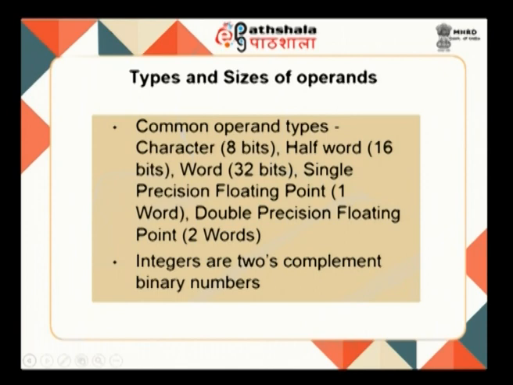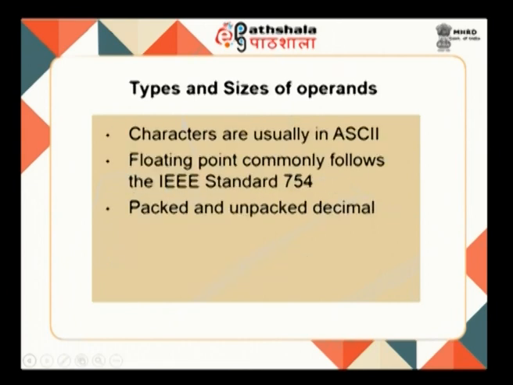The next one is types and sizes of operands. So, the common operand types are character, which is 8 bits, half word, which is 16 bits, word, 32 bits, single precision floating point, which is one word of 32 bits, and double precision floating point, which is a 64-bit operand. And integers are normally 2's complement binary numbers. Characters are usually represented using the ASCII code, and floating point commonly follows the IEEE standard 754. And you can also look at packed and unpacked decimal numbers.